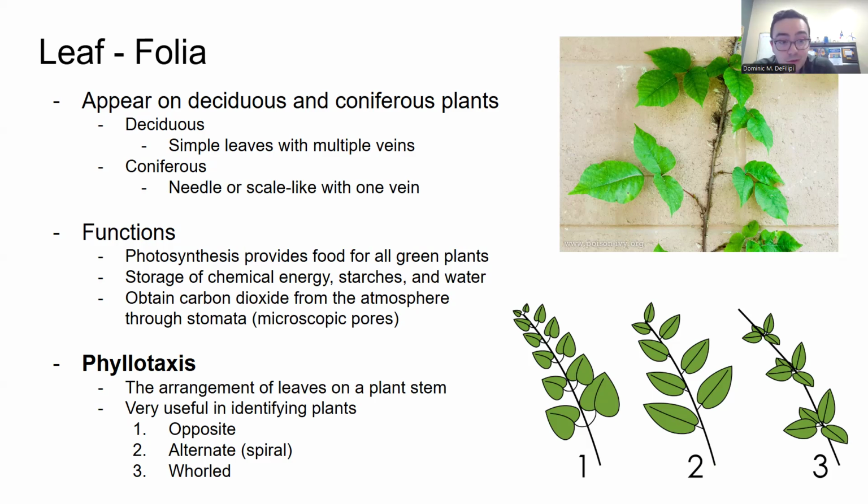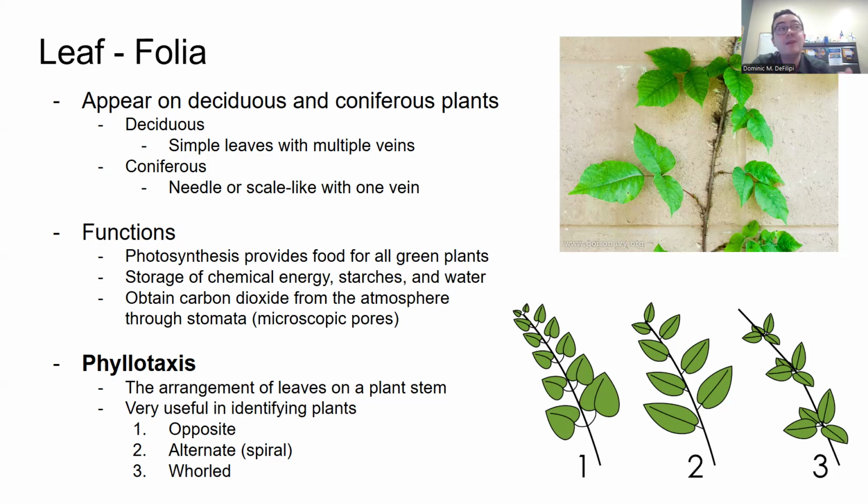Leaves provide an essential function to most plants. They are the main source of photosynthesis, providing food for all green plants. They store chemical energy, starches, and water, so they're also storage containers essentially for the nutrients of the plant. They also obtain carbon dioxide from the atmosphere through the stomata, which are microscopic pores that you can sometimes see with your naked eye, usually on the bottom of the leaves. And that's how they take in carbon dioxide and perform photosynthesis, converting it into oxygen.